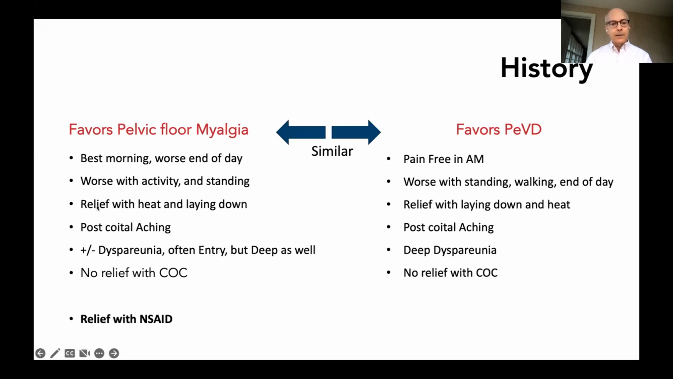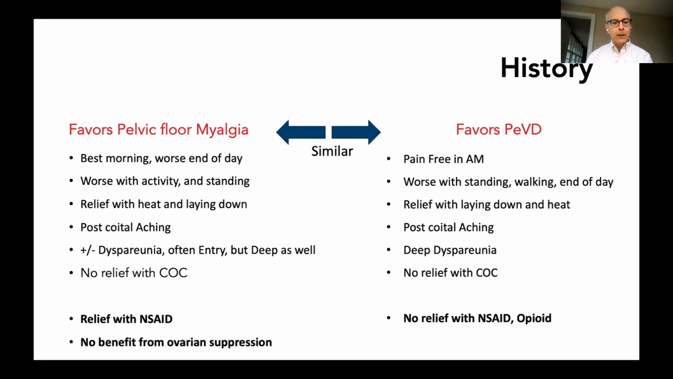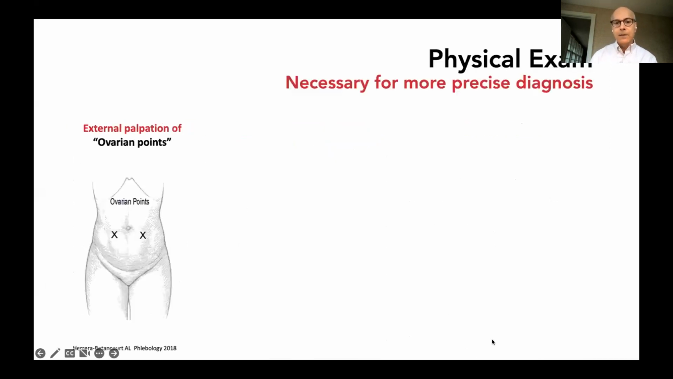There are some differences. Pelvic floor myalgia generally gets better with non-steroidal anti-inflammatories, where venous disorders don't. And venous disorders usually don't get better with opioids. And there's no response to ovarian suppression with pelvic floor myalgia, but the pelvic venous disorders from reflux do get better with ovarian suppression. The physical exam is necessary to distinguish, and I think as we get to Alex's opportunity to speak, she'll echo this as a gynecologist, as a speaker later in this session.